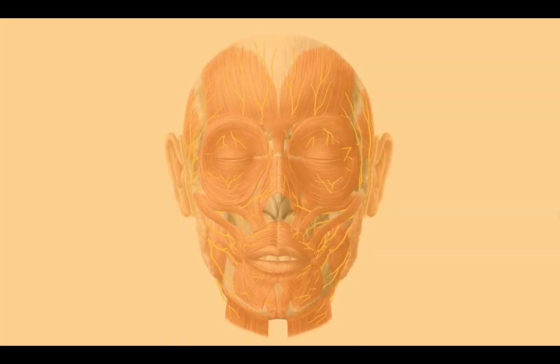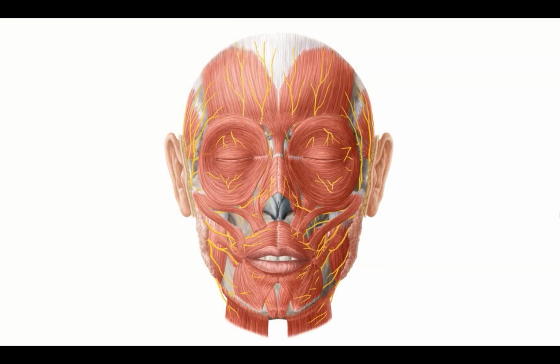So what we're going to be doing is looking at an image like the one you see on your screen right now, where you're looking at the anterior view of the face and scalp, and you see all these yellow structures, which are the superficial nerves of the face and scalp, and we're going to be talking about them.